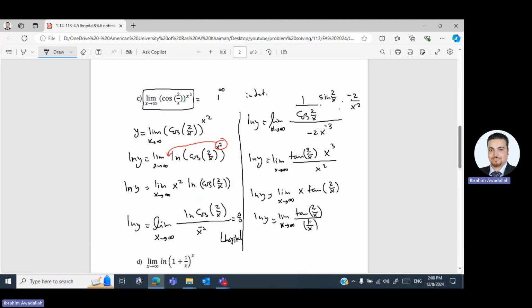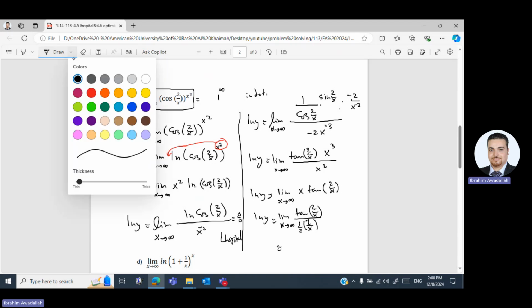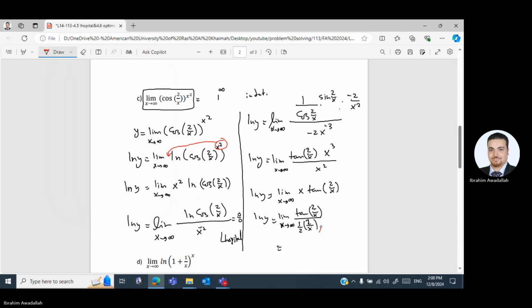So to make this 2 over x, I will make this 2 and 1 over 2. So this will be this amount. We took it in chapter 2. I think this amount is like tan x over x, when x goes to 0, the answer will be 1. So this will be 2, ln y equals 2, so y equals e to the power 2.